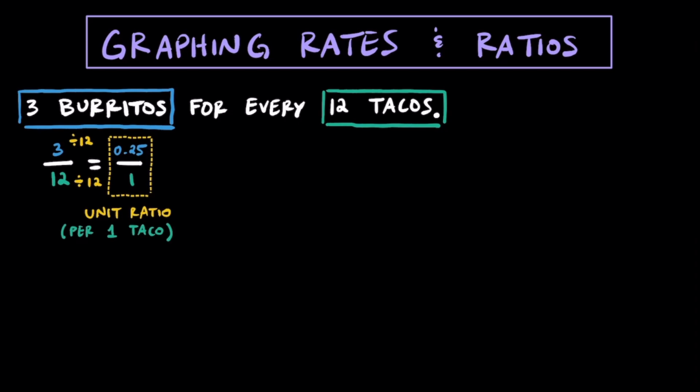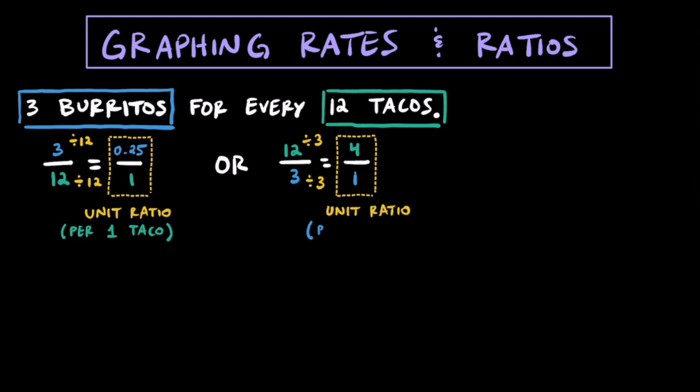While you could say that there are 3 burritos for every 12 tacos, we could also say that there are 12 tacos for every 3 burritos. To get this ratio of 12 to 3 to a unit ratio of per one burrito, we can divide both top and bottom by 3, and we find out that there are 4 tacos for every 1 burrito. This is also a correct unit ratio, and it's how many tacos there are per 1 burrito.